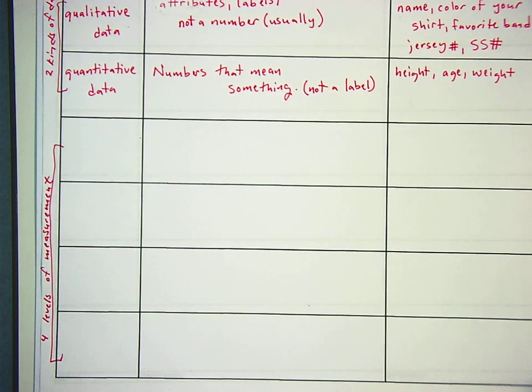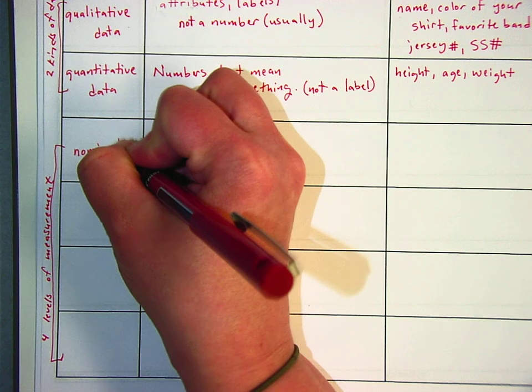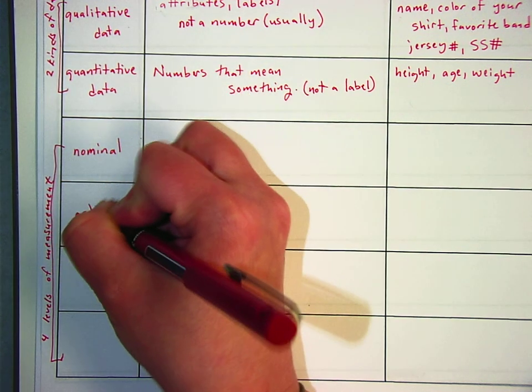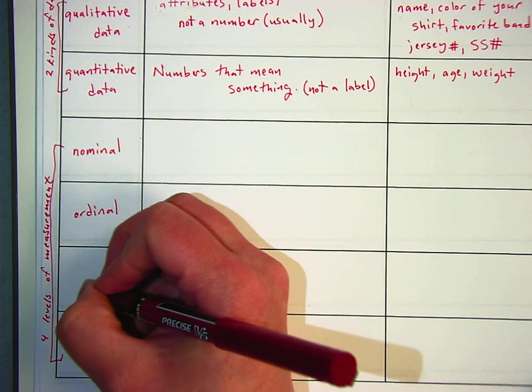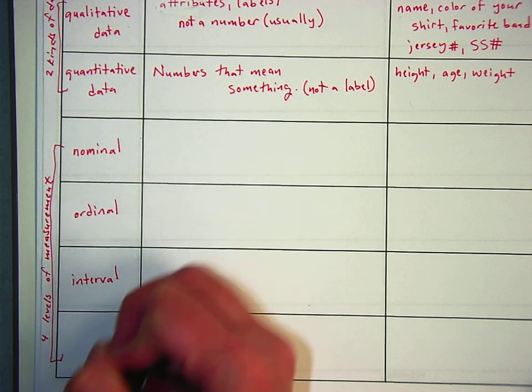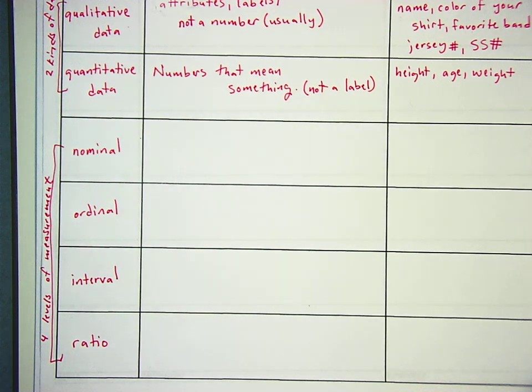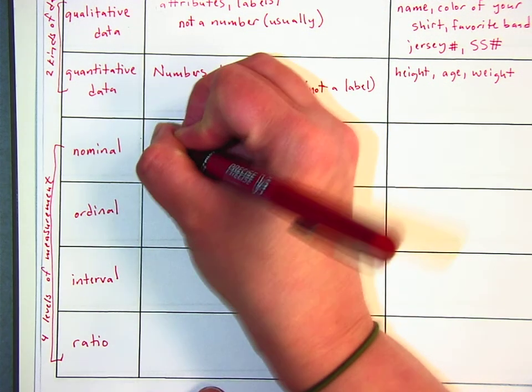So the 4 levels of measurement are, in order: nominal, ordinal, interval, and ratio. Every piece of data can be split into these things. Nominal data is qualitative only.